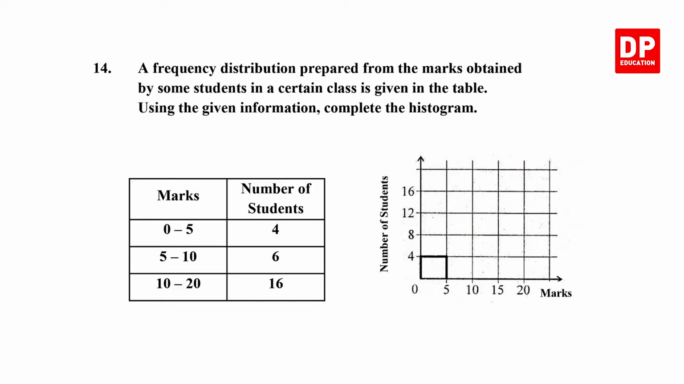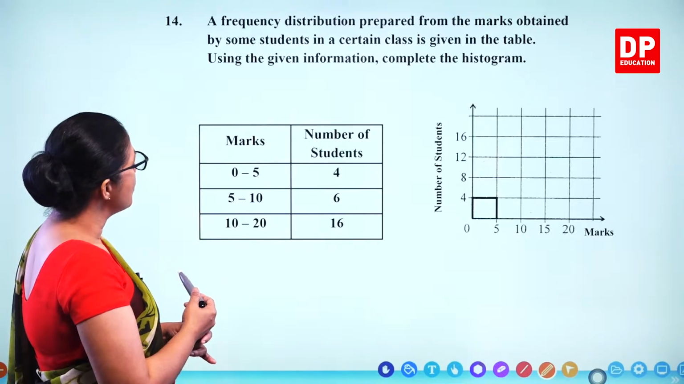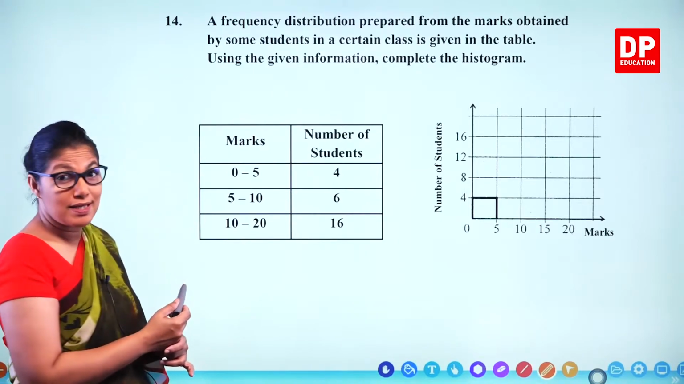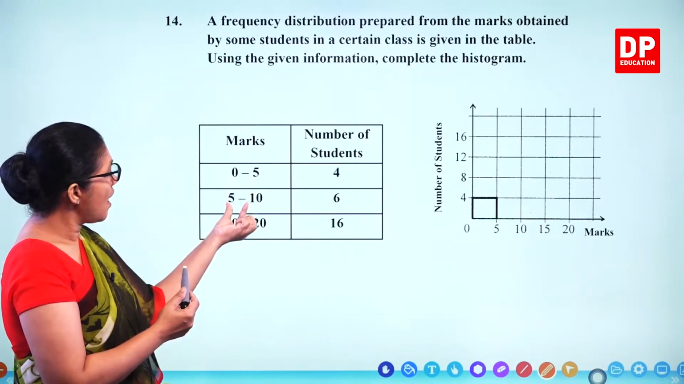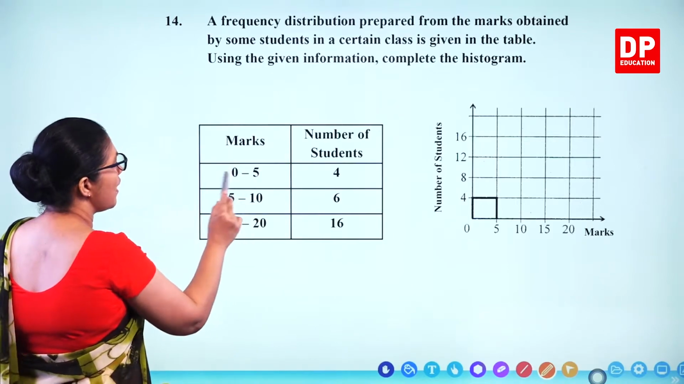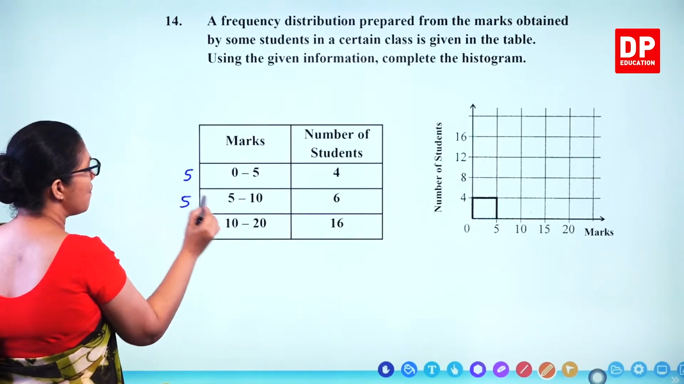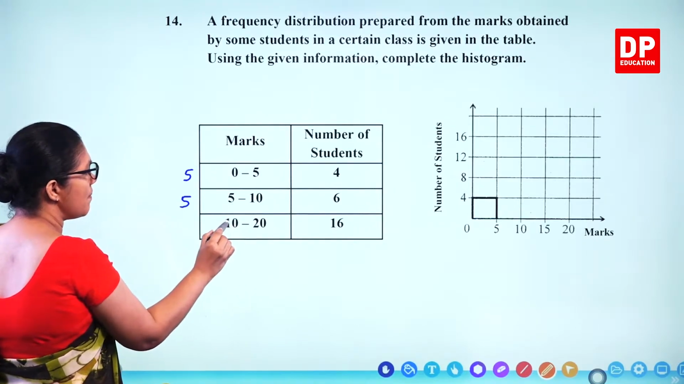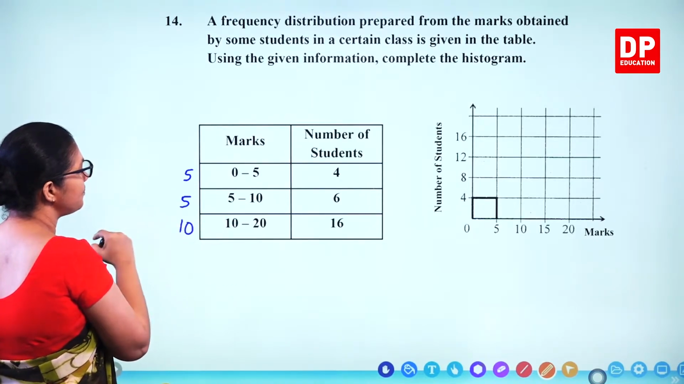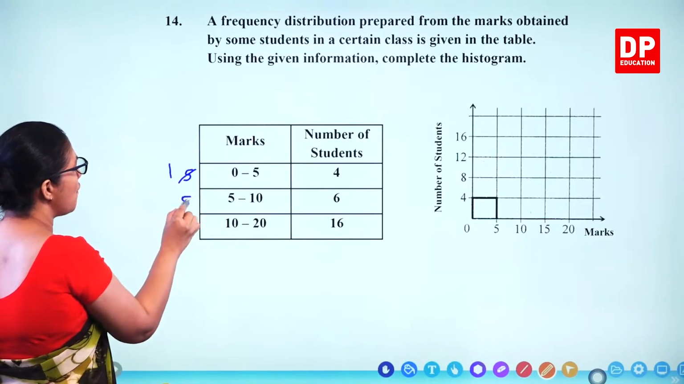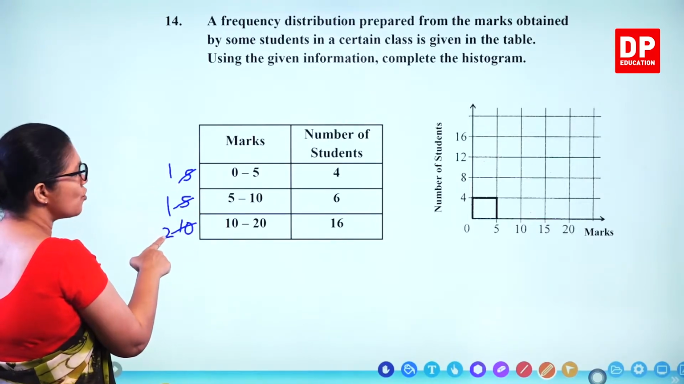Question number 14. A frequency distribution prepared from the marks obtained by some students in a certain class is given in the table. Using the given information, complete the histogram. So 0 to 5, 5 to 10, 10 to 20. So the widths are not the same. Here the width of this is 5. Here also 5. But what happens here? 20 minus 10, that's 10. So that means when you divide by 5, this is 2 parts.